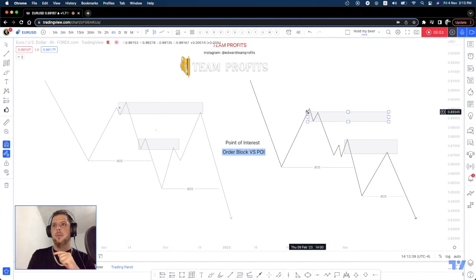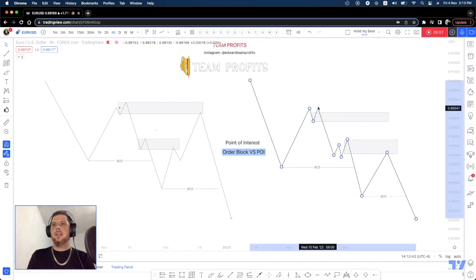This is a different scenario right here. You might think that this is an order block. You see that in this case, the market did not break a high, right? Instead, it failed. The market just failed to create a new high, right? It drops from there.